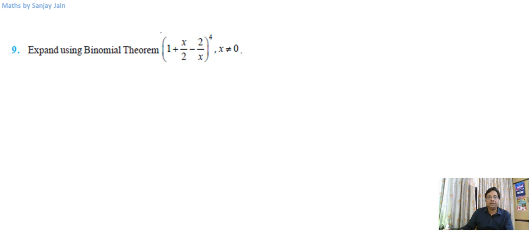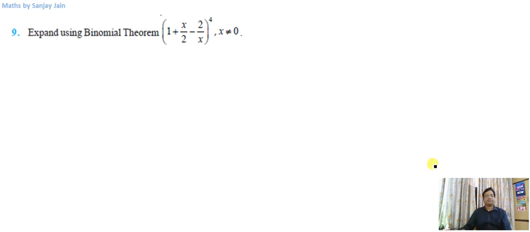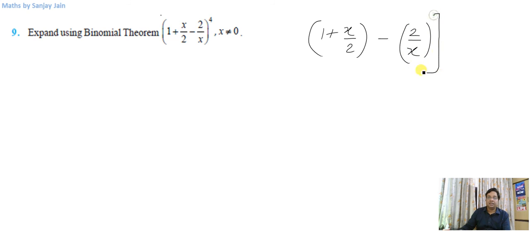Expand using binomial theorem. So what I'll do is I'll treat it as a binomial. One of the terms will be this, then minus 2 by x will be another term. I'll raise it to the fourth power. This is how I'll treat it. Once I expand this, then I'll have to expand this raised to certain powers. We will see. So let me expand this first.